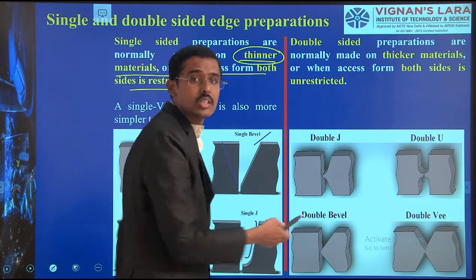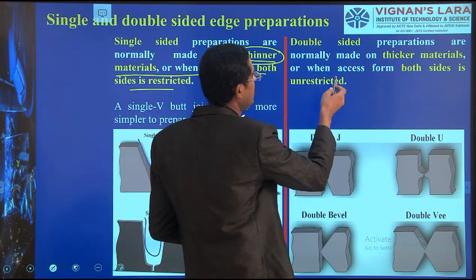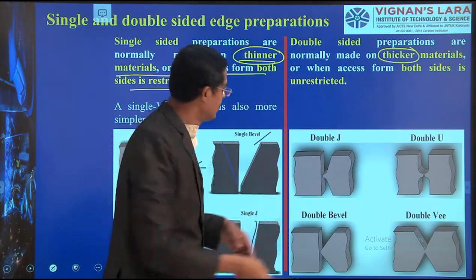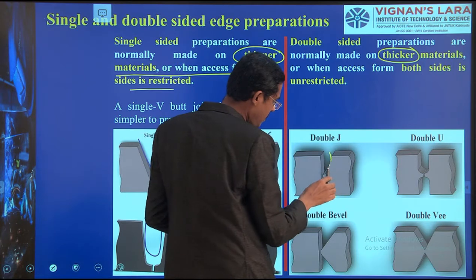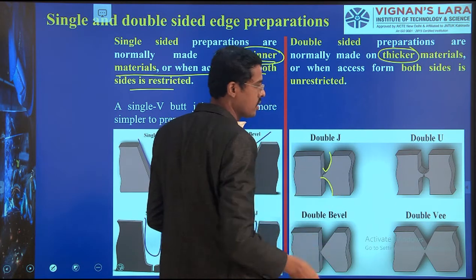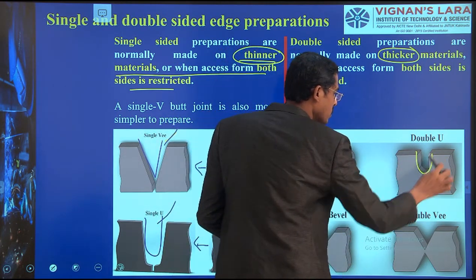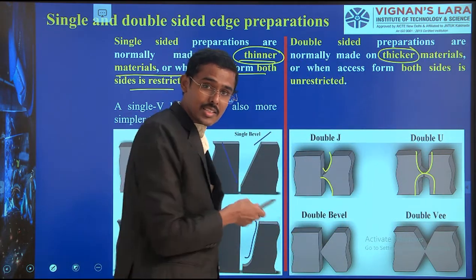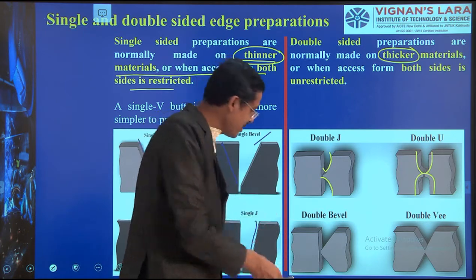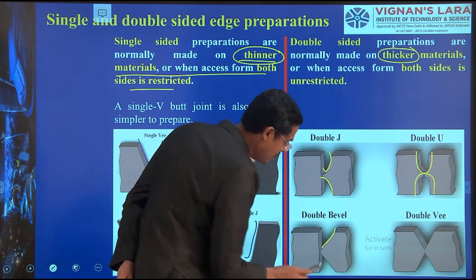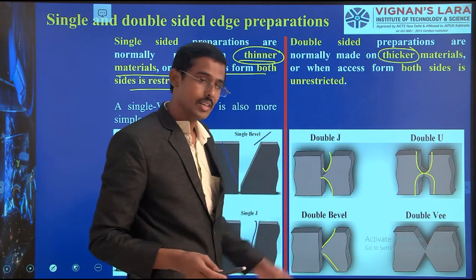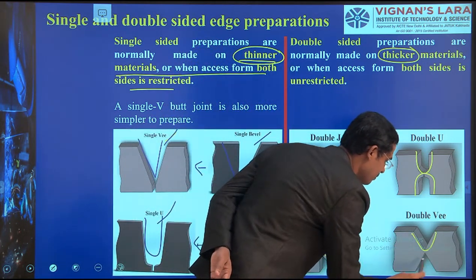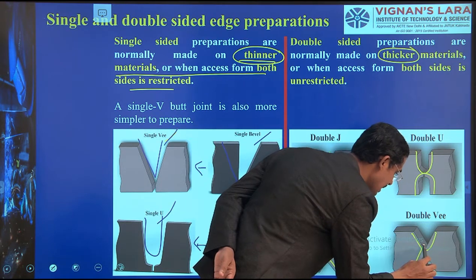Similarly here also, thickness increases now. This is for the thicker material. Double J, here one J, here one J. Similarly, double bevel. It is not double V. Here one bevel, here one bevel. Now I am taking both sides: double bevel. So double V.